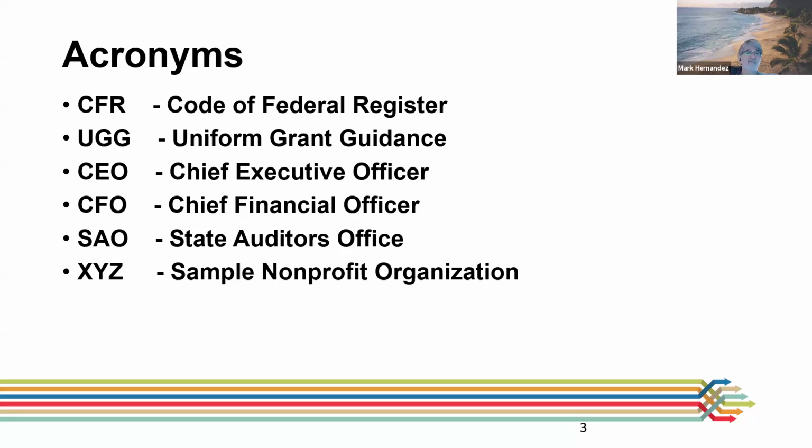Naturally, some people have CEOs and CFOs. Other organizations have EDs and, let's say, financial managers. So they kind of interchange. SEO is a state auditor's office, and we'll use that after a while. And then for this particular presentation, instead of saying same organization or whatever else like that, we're just using XYZ as the name of the organization.